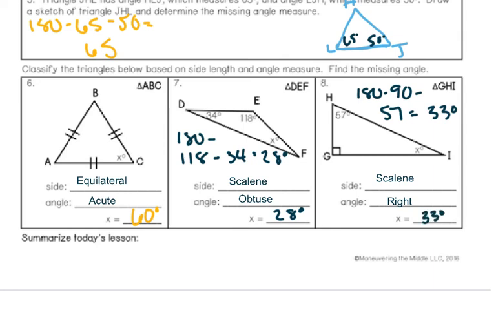That is the end of today's lesson. If you will, go ahead and summarize today's lesson in 2 to 3 complete sentences. Use correct vocabulary about the new things that we learned. We have learned about triangles, sides, and angles.